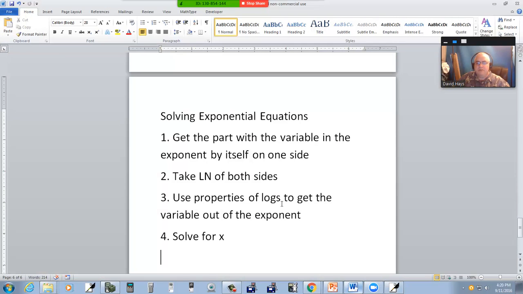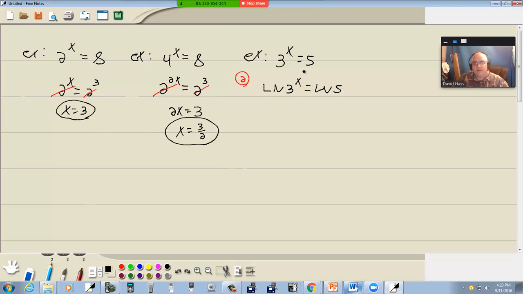Step 3, use properties of logs to get the variable out of the exponent. We have a variable up here. We can take that and put it out in front. That's from our properties of logs we saw earlier. Now we're trying to get x by itself, and natural log of 3 is just a number. So we're going to divide both sides by natural log of 3.